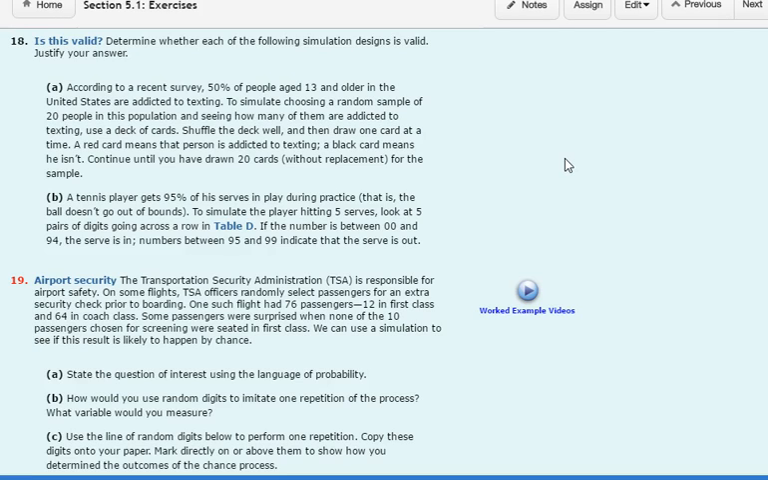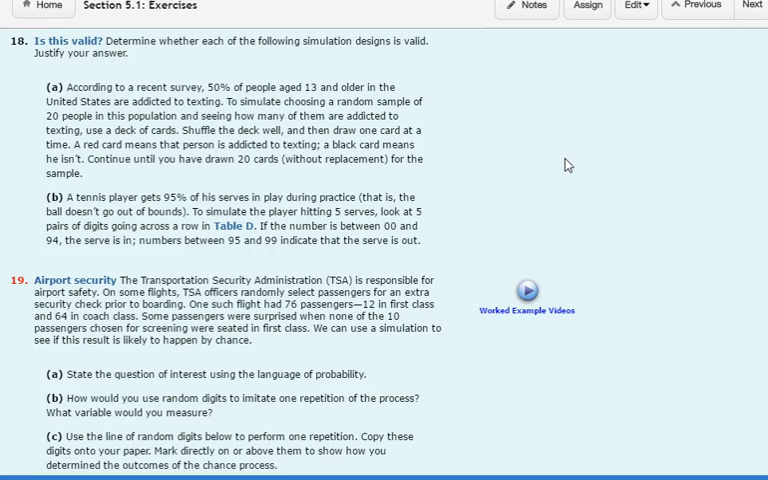According to a recent survey, 50% of people aged 13 and older in the United States are addicted to texting. To simulate choosing a random sample of 20 people in this population and seeing how many of them are addicted to texting, use a deck of cards. Shuffle the deck well and then draw one card at a time. A red card means that a person is addicted to texting. A black card means that he isn't. Continue till you have drawn 20 cards without replacement for the sample.